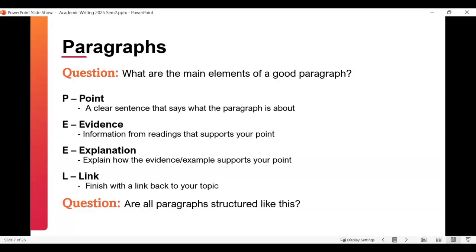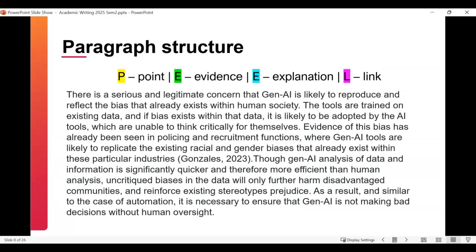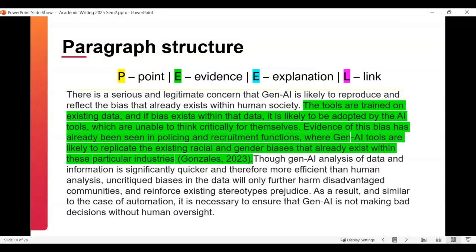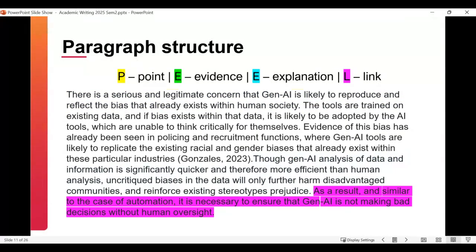So that's the structure of paragraphs. I can show you what that looks like. I don't want any of you to read this entire paragraph. You can do that with the slides I'm going to send you afterwards. I just want to show you that often a paragraph does actually look like this.